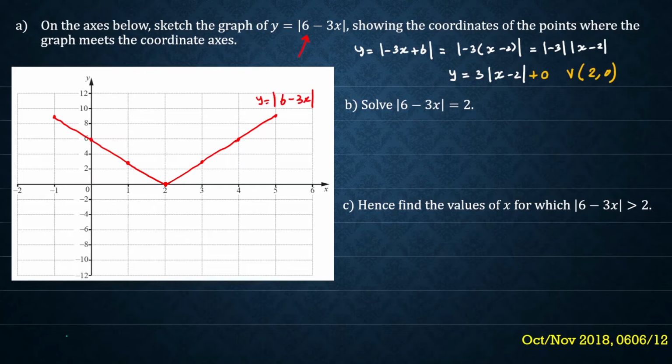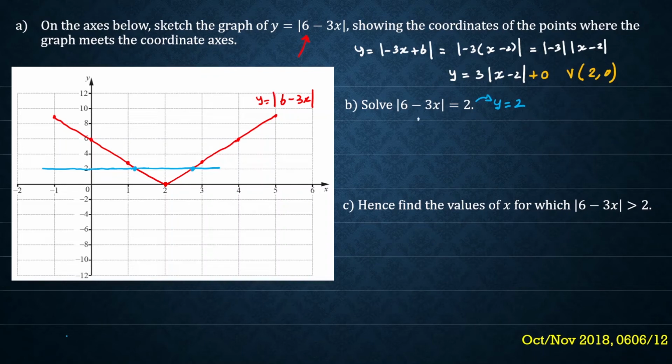In part B, we need to solve the absolute value of 6 minus 3x equals 2. One possible approach is to graph y equals 2 onto our graph and find the intersection points. So let's try that. Here we have y equals 2 here. The problem we have is that we can't see exactly what these points are using the graphical method. So we just use an algebraic method to solve this.